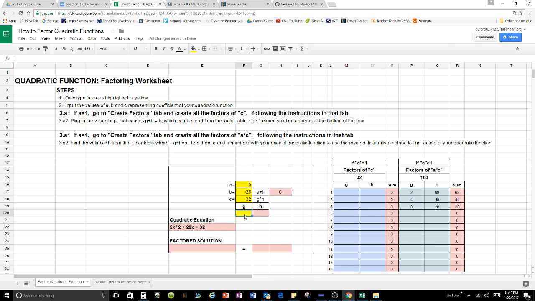So we go back here, but this time we do not put in the values of 8 and 20. There's another procedure that we use to find the factored solutions. Whenever A is greater than 1, we use sort of a reverse distributive process. We'll talk about that when we get to that lesson. But I just want to give you 2 examples of how you could use this quadratic function factoring worksheet, and I wanted you to see how the updated version works.